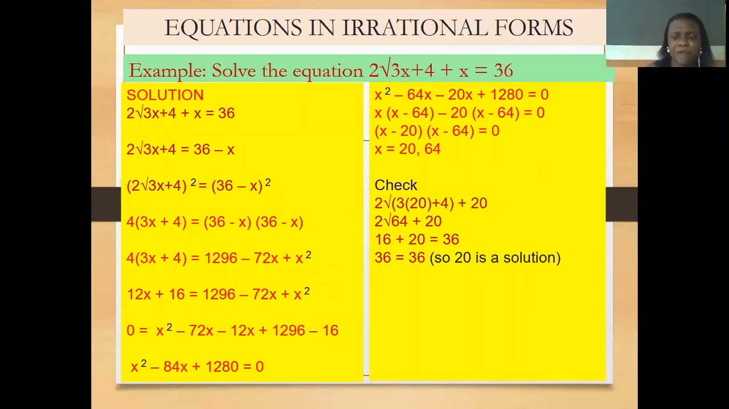So let's check 64. We're going to put 64 in place of x, and then we have 2 root of (3 times 64 plus 4), plus 64. So 3 times 64 plus 4 gives us 196. So the square root of 196 is 14. Then 14 times 2 will give us 28, and 28 plus 64 is 92.